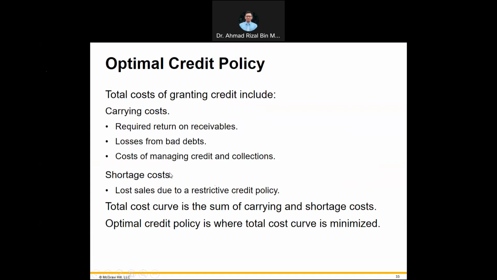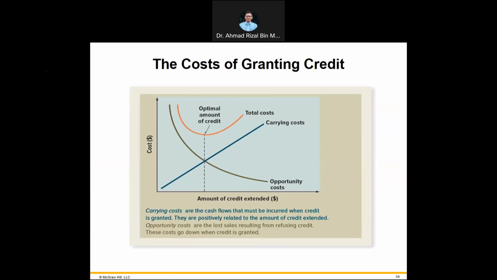Your shortage cost would be your lost sales due to restrictive credit policy. So if it is too tight, this is your cost. If you're too flexible, this will be your cost. So there is a trade-off, and you need to find the optimal level for your credit policy. So this is the chart, which is quite similar to the one we saw in the inventory, between the carrying costs and the ordering, or we call it opportunity cost, for accounts receivable, the cost that you lose due to being too restrictive, right?